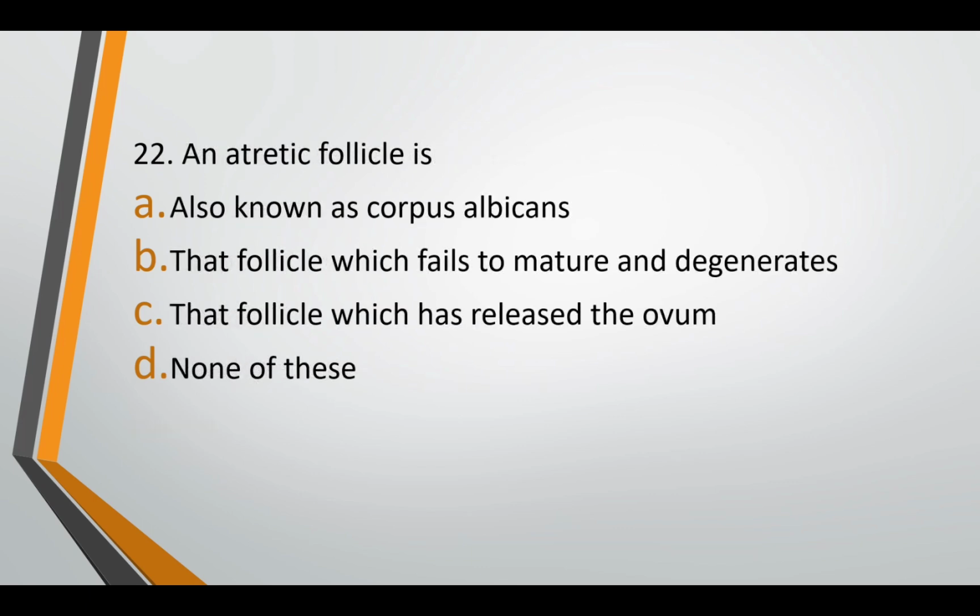An atretic follicle is also known as corpus albicans, that follicle which fails to mature and degenerates, that follicle which has released the ovum, or option D, none of these. An atretic follicle is. Correct answer is option B. It refers to that follicle which fails to mature and degenerates.